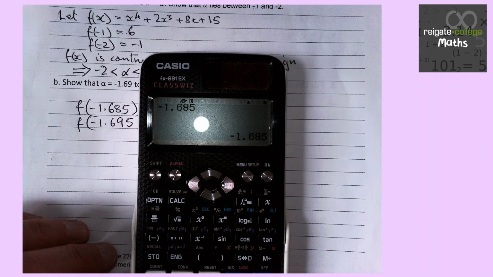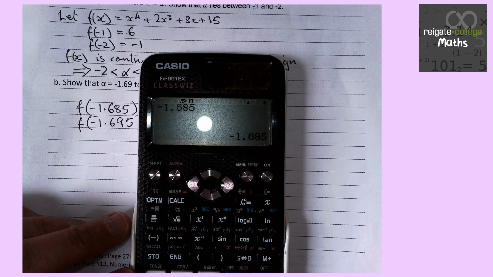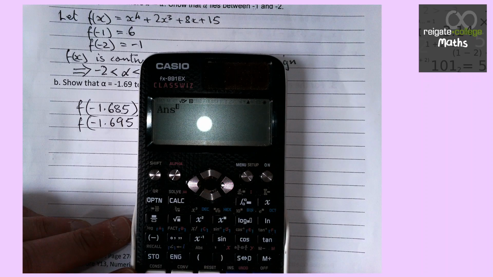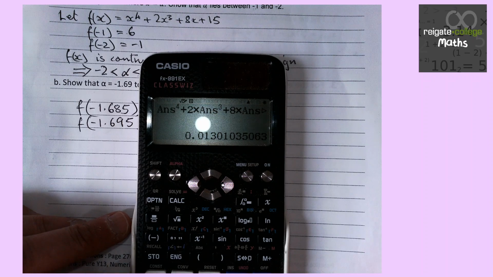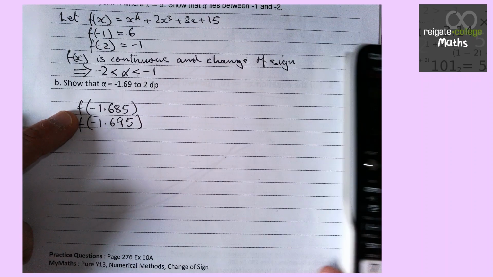Okay. Now we are going to put in that function, using the answer button for the x. So I want answer, my answer is actually my minus 1.685 at the moment, to the power of 4 plus 2 times answer cubed, plus 8 times answer plus 15. And that's giving me the value of f of minus 1.685. So I'm going to write that down. That's 0.13.